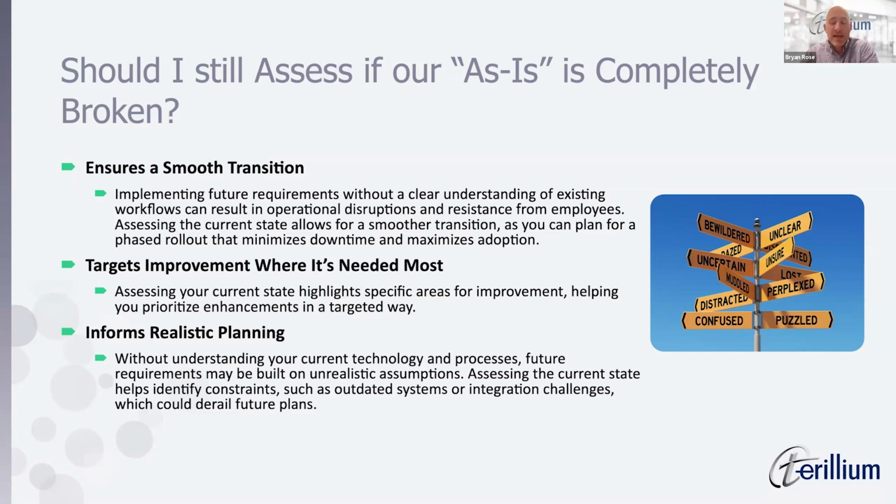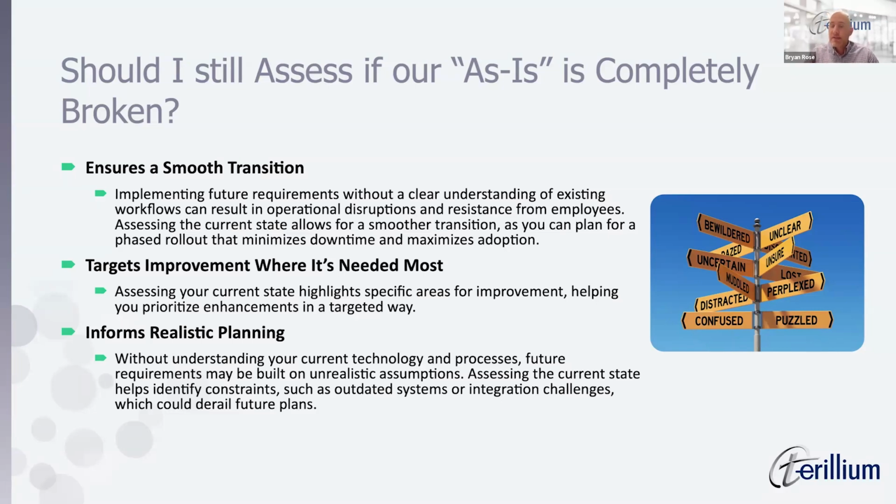Understanding that current state ensures a smoother transition when you're implementing your future requirements. Without knowing those systems, those processes, the functions, you risk major disruptions within your organization. So even if that current state is flawed, employees are still used to them, right? And any sudden changes can lead to confusion and frustration and a drop ultimately in productivity. So a thorough review helps you to plan and create a transition strategy that minimizes these disruptions and maximizes your employee buy-in.